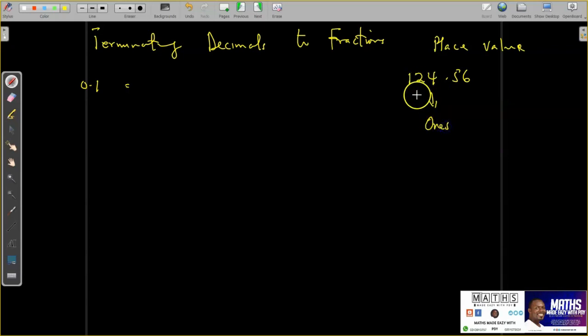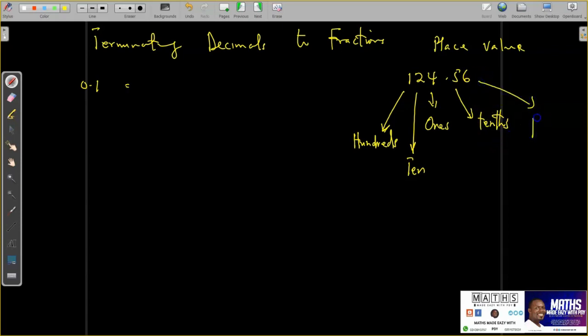Very good. Then we come to the digit 2. That would rather be the tens. Then we come to the first digit, which is actually going to be what? Hundreds. Good. Then after the decimal point, the first digit is what? What's the name of the place value? Tenths. Tenths, yes. Meaning it's a fraction. Then the 6 will be hundredths.